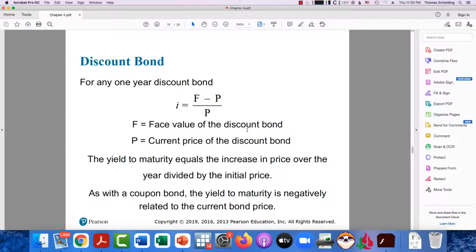And the fourth and final one was, again, the discount bond, where I'm taking basically the difference between the face value and the current price. And if there's a positive difference, then there must be a difference between the coupon rate that's printed on the bond and what the actual bond rate is in the marketplace.